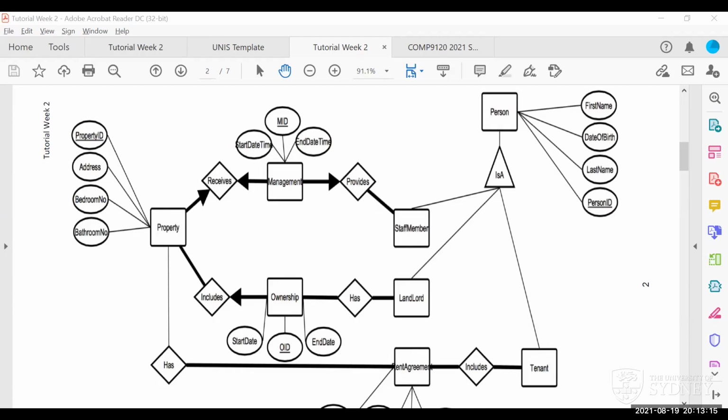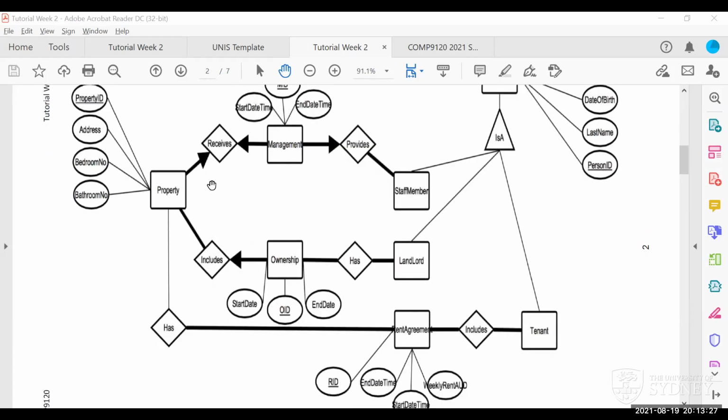Okay, so a few of you have suggested something. Maybe the line between property and has. Okay, so let's have a look at property and has. Any problem with this line between property and has? Is there any problem with this line?